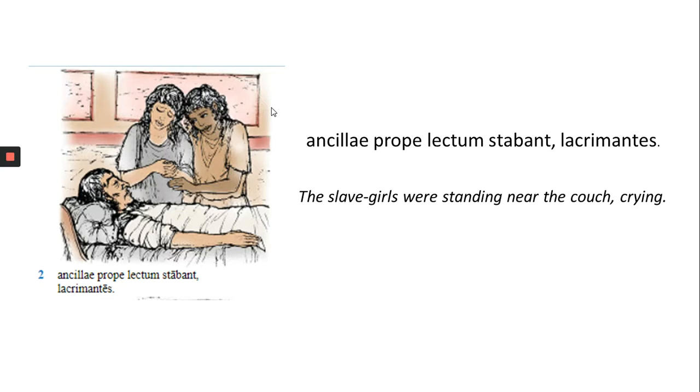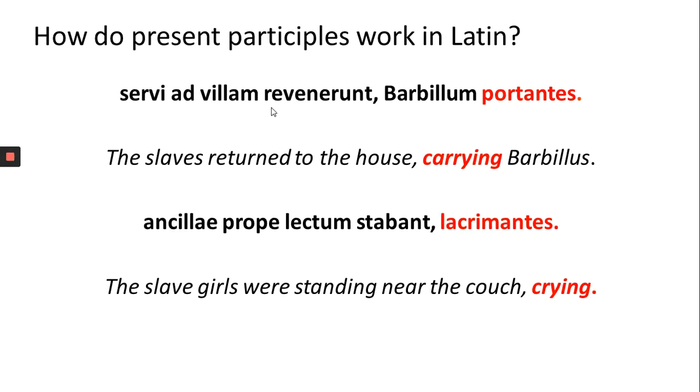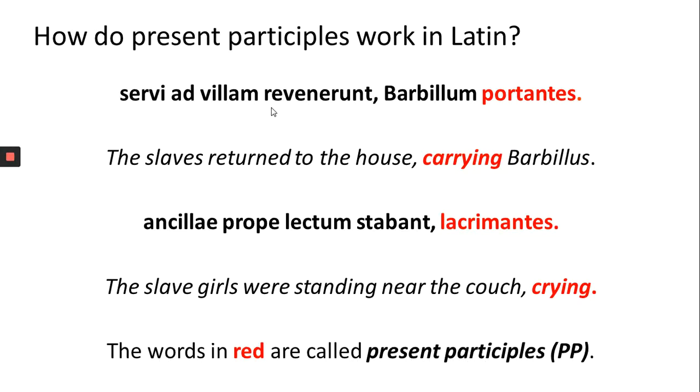Again, what is the main verb in this sentence? It's were standing, or stabant. Which other action word describes the slave girls? It's crying, or in the Latin, lacrimantes. The words in red are called present participles.